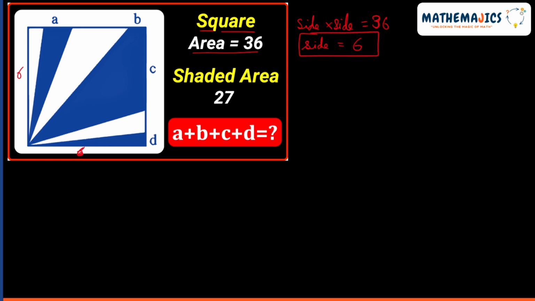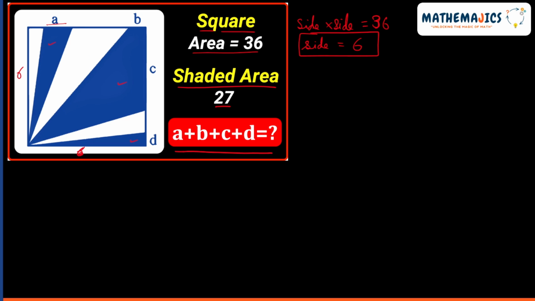Okay. Now, it is given that the shaded area is 27. Shaded area means this blue colored area is 27. We need to find the sum of a plus b plus c plus d. How can we find this?